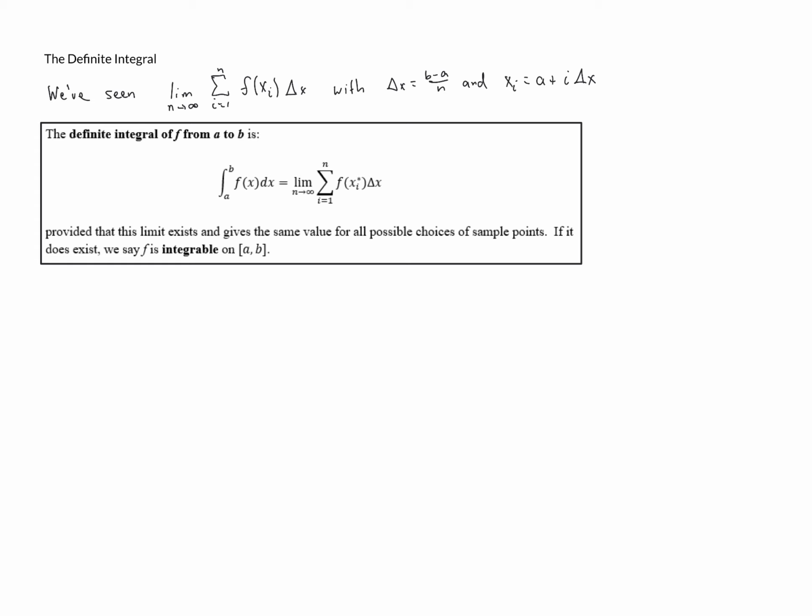So that is the definite integral, provided that this limit exists and gives the same values for all possible choices of sample points. If it does exist, we say that f is integrable on the interval from a to b, meaning we are able to integrate.